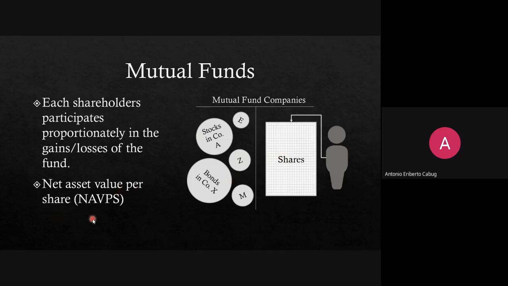The net asset value per share can be thought of as the value of one share of stock. You take the net assets. If there are liabilities, deduct them from the assets. Assets minus liabilities would be equity. If there are no liabilities, then the assets themselves will be the value of the equity, divided by the number of shares outstanding. You have the net asset value per share. It's the value of one share, the NAV-PS.